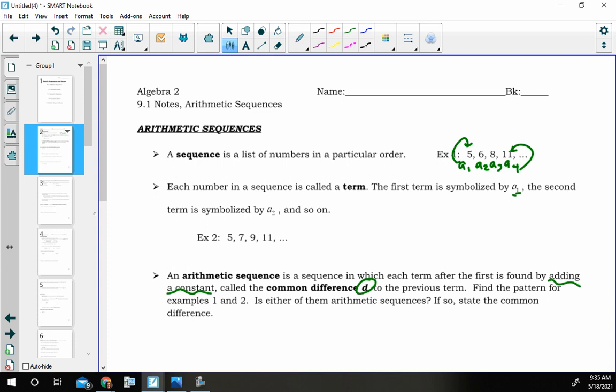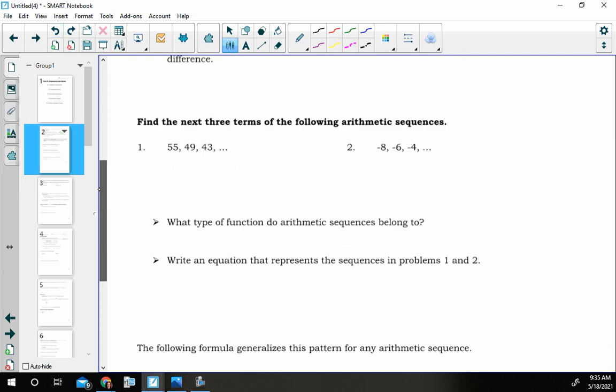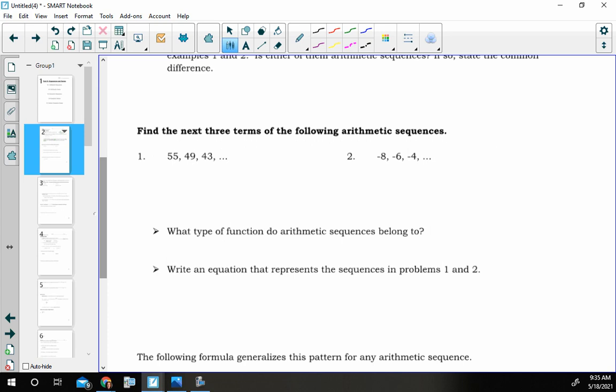Find the pattern for examples 1 and 2. Is either of them an arithmetic sequence? If so, find that common difference. If I go to this one here, if you're not sure what it is adding forwards, subtract backwards. So if you do 49 minus 55, that means it is adding negative 6 going forward. I add negative 6, add negative 6, so that gives me my distance. This one, it looks like I'm adding 2 each time. It has to be each time. If the amount added is not the same, it is not an arithmetic sequence.